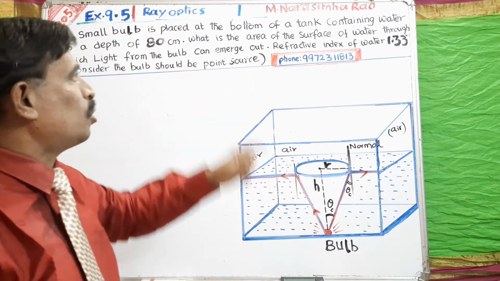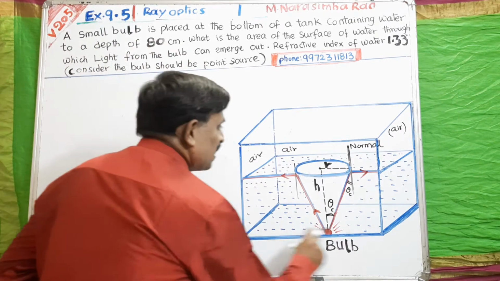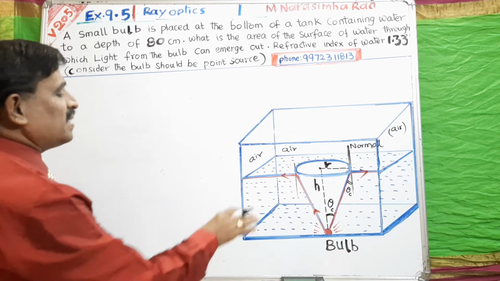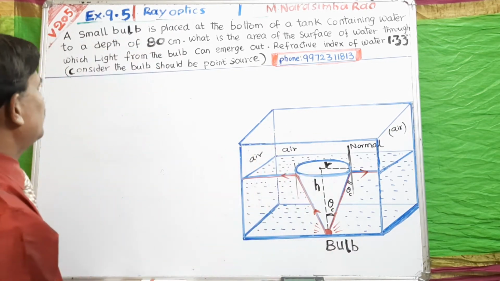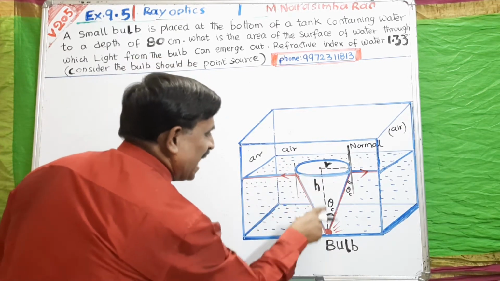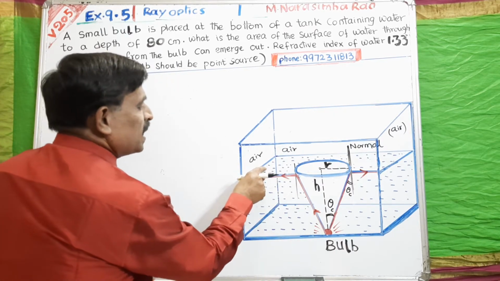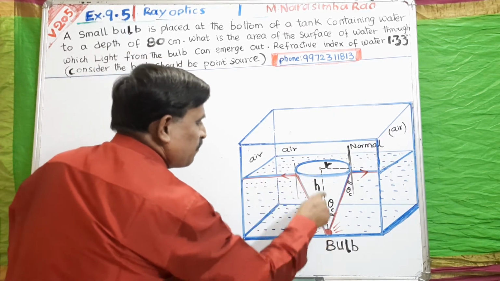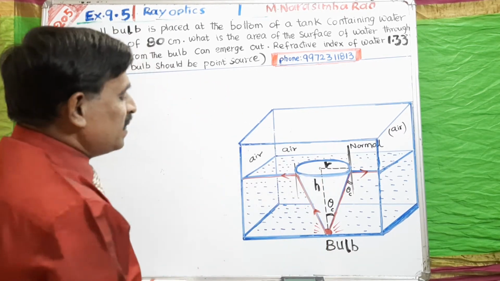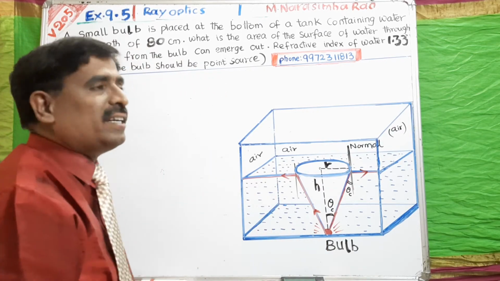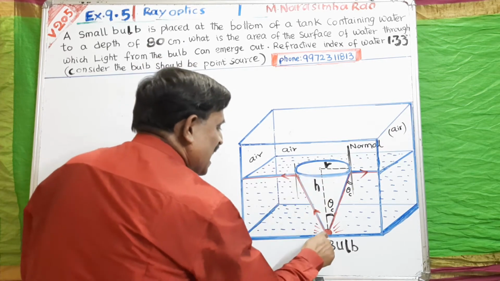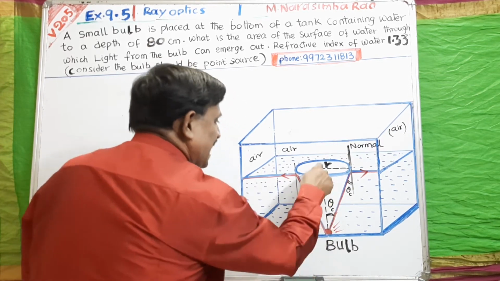Consider the bulb to be a point source. There is a water tank. In this water tank, some water is present. At a depth of 80 centimeter from the surface of the water, a small bulb is arranged. This bulb we are taking as a point source. From the surface of the water to the bottom, this depth is given as 80 centimeter.